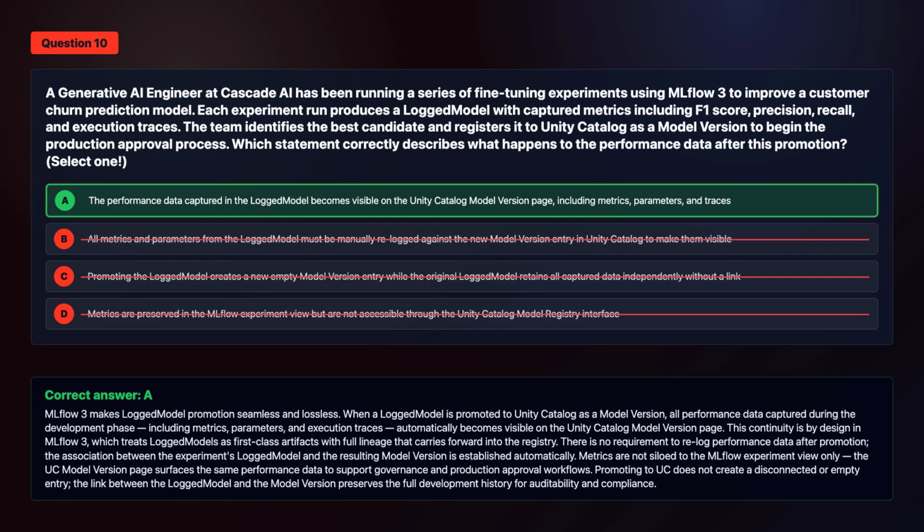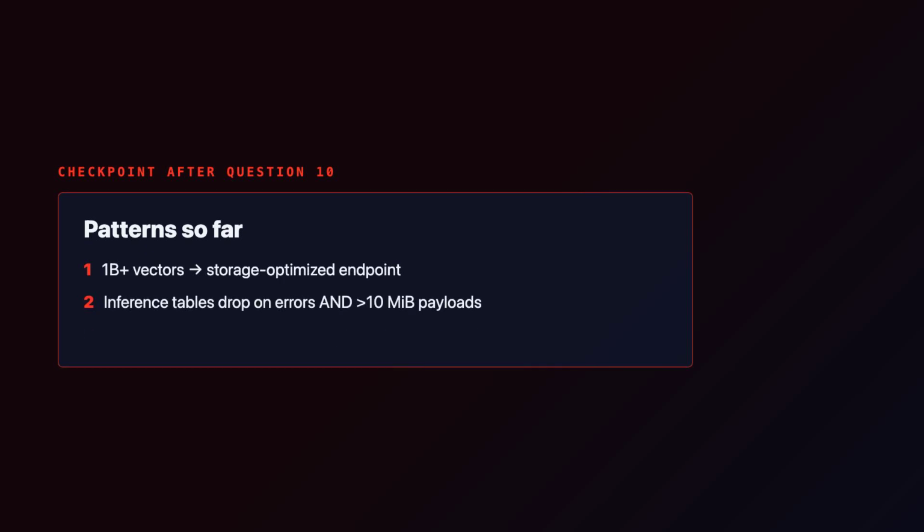Promoting to UC does not create a disconnected or empty entry. The link between the logged model and the model version preserves the full development history for auditability and compliance. Questions 6 through 10 reinforced the billion vector threshold, showed that inference tables have two distinct silent drop conditions, and confirmed that MLflow 3 promotion preserves metrics automatically without re-logging.